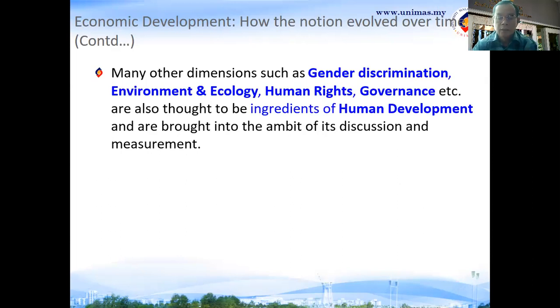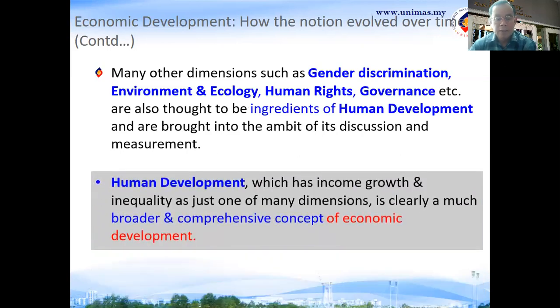So it has been revised from time to time. All this is taken into consideration and brought into the ambit of its discussion and measurement as well. Some of these are not easily measurable, but it's something that has been added in as part of what people now call human development. So human development, which has income growth and inequality, is only one of the many dimensions. So it's clearly a much broader, comprehensive concept than economic development.